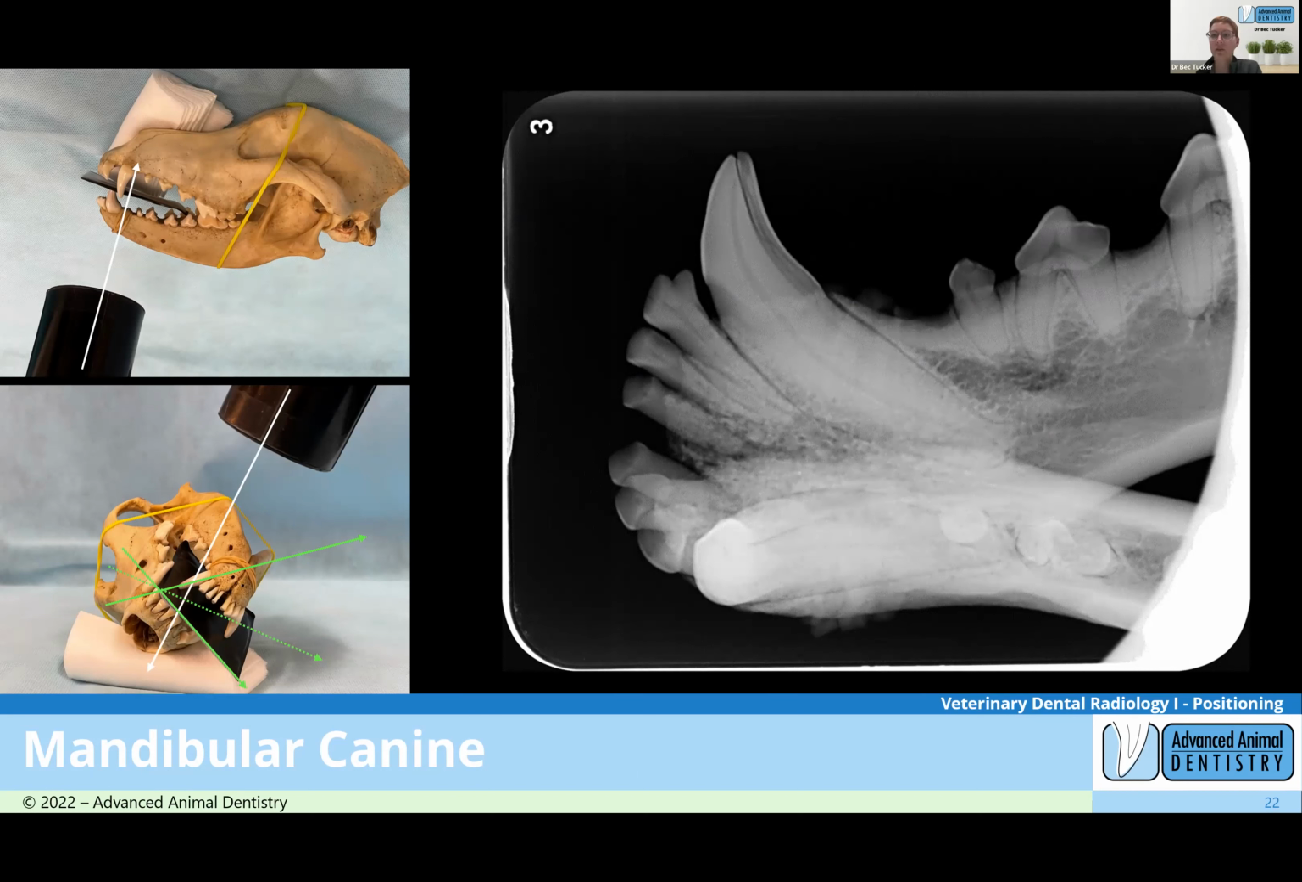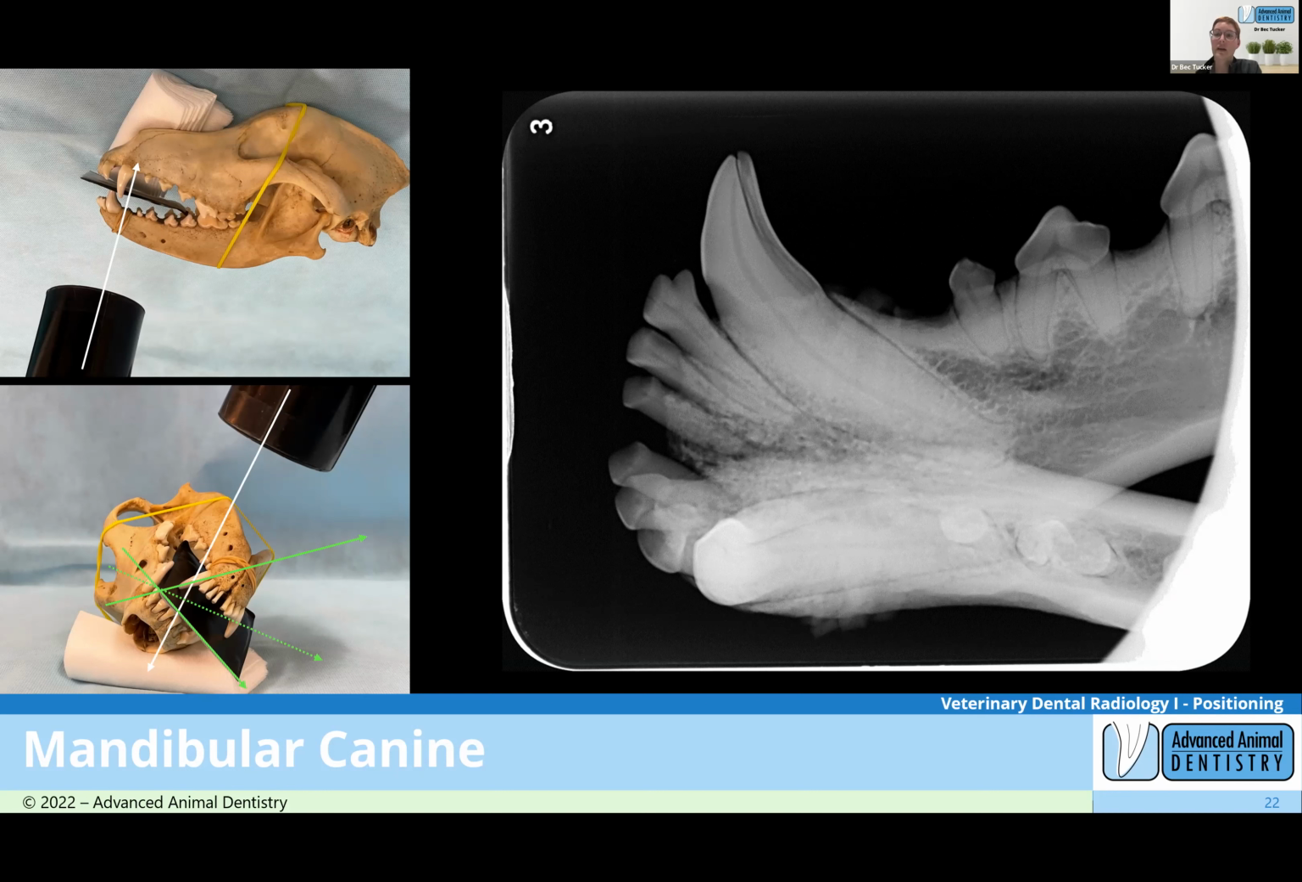This one I recommend you use in cats if you're ever worried about tooth resorption in the mandibular canine tooth. Getting 2 angles of that mandibular canine is essential in determining, 1, if there's tooth resorption present, and 2, how significant it is. We had one today.